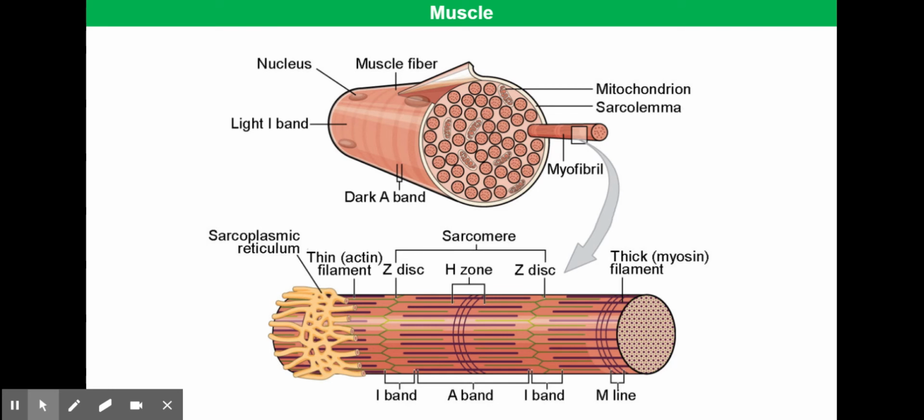Sarcomeres contain the protein filaments actin and myosin, as we saw previously. Actin and myosin are arranged in a particular banding pattern, which gives the muscle a striped or striated appearance. Dark bands are known as the A bands, and lighter bands are known as the I bands. Voluntary muscle contracts quickly and powerfully. It also fatigues quickly.